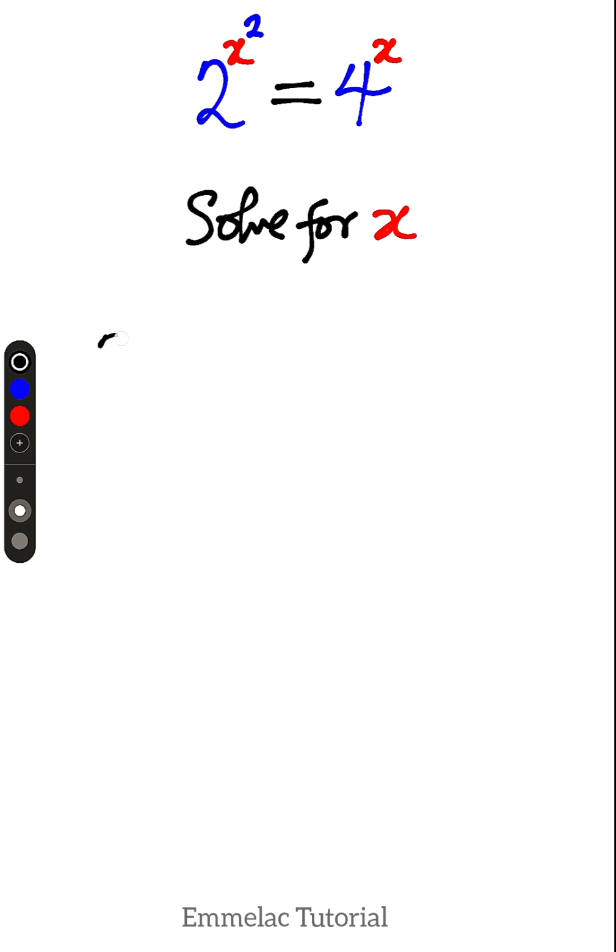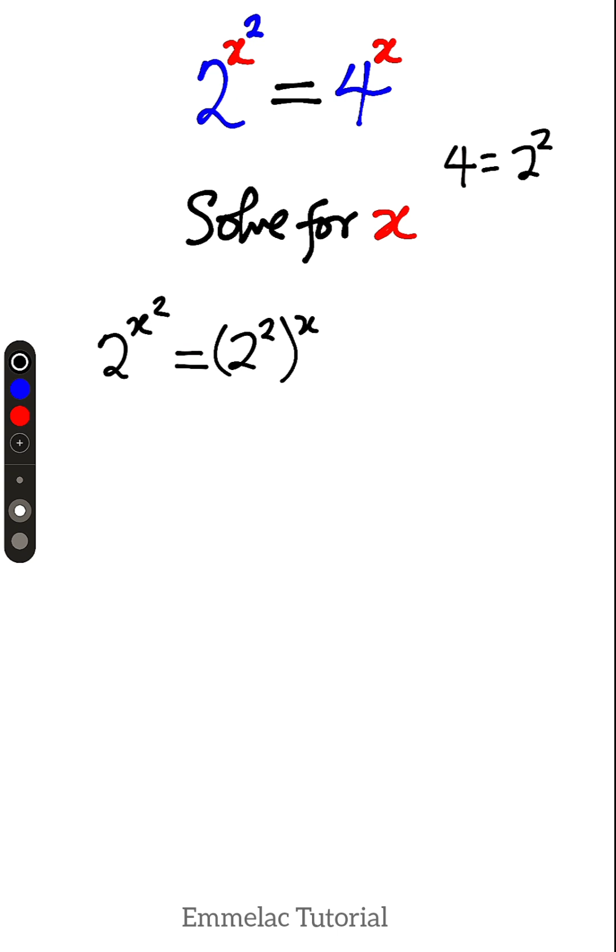So here we have 2 raised to x, all raised to 2, equals 4, and 4 here is the same as 2 raised to 2. So all we need to do is to replace this 4 with 2 raised to 2. So here you have 2 raised to 2. Take note, we have x here, so all this is raised to x.